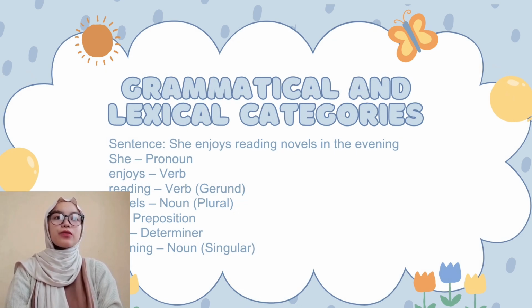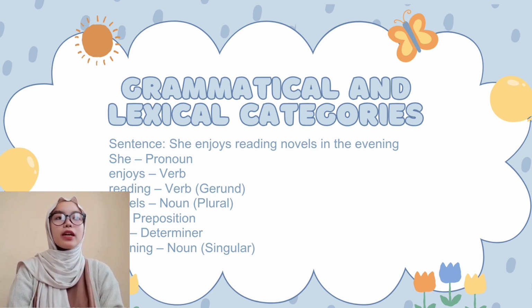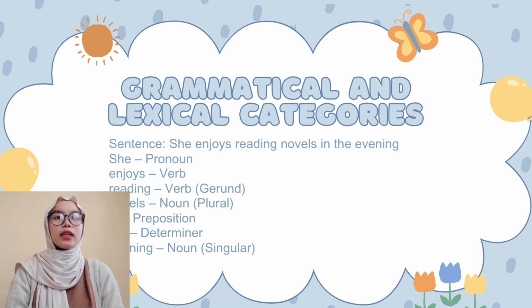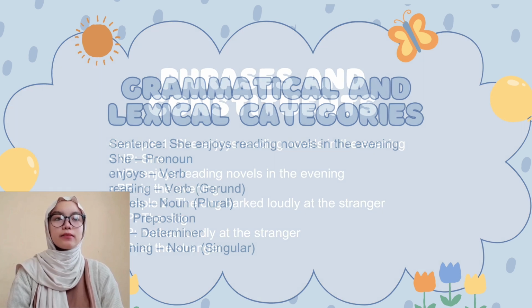Now, let's move to grammatical and lexical categories. Here's the sentence. "She enjoys reading novels in the evening." We can analyze each word like this. She is a pronoun. Enjoys is a verb in the present tense. Reading is a verb in the gerund form. Novels is a plural noun. In is a preposition. The is the determiner, and evening is a noun. This kind of analysis helps us understand the function of each word in a sentence.